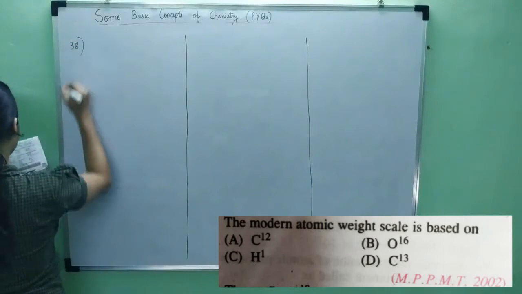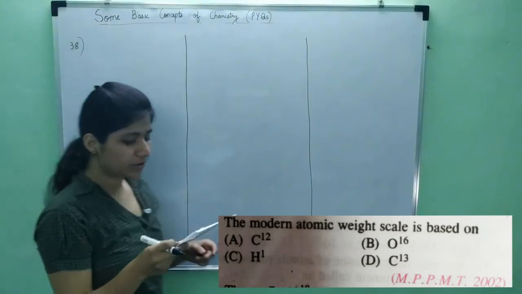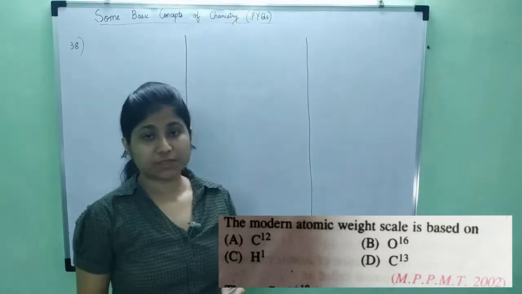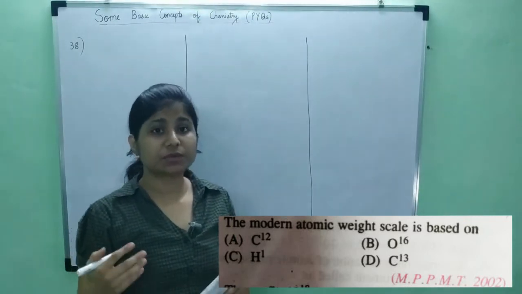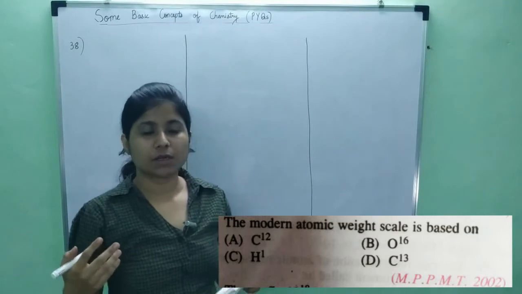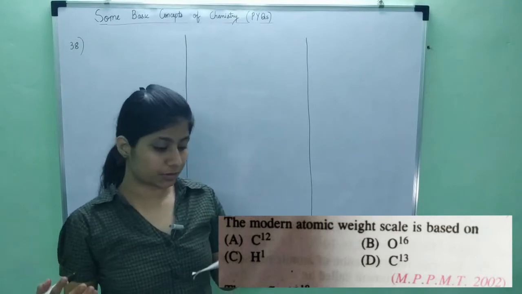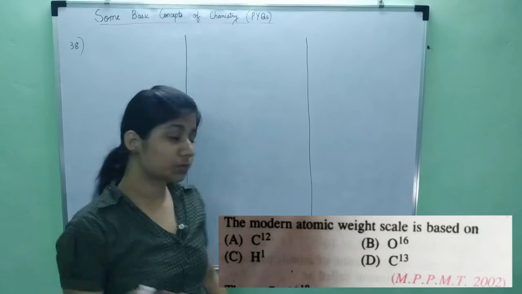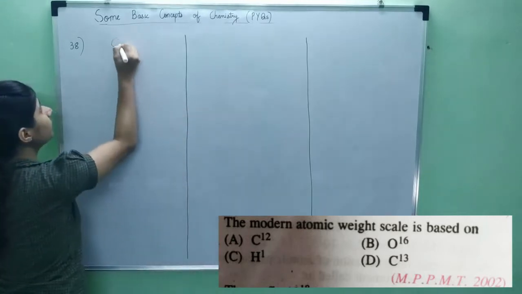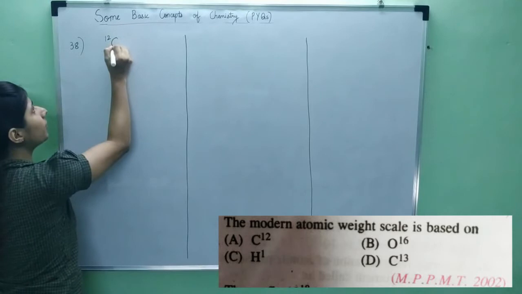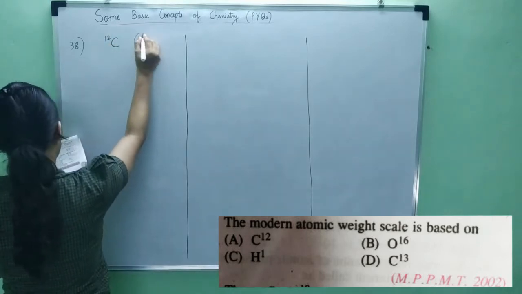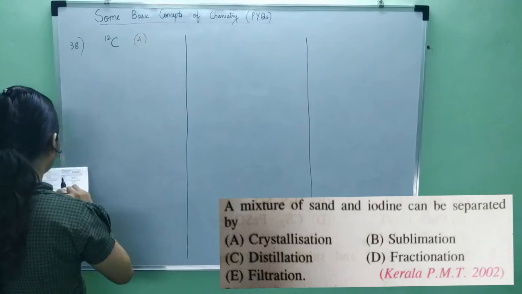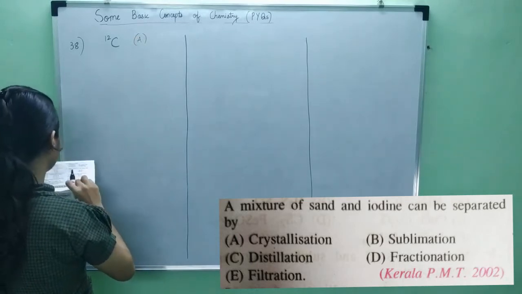The question is, the modern atomic scale is based on. See, initially I told you it was based on hydrogen, but with hydrogen we were not getting exact values. So what was the modern atomic weight scale based on? It was based on carbon 12. If you remember, 1/12 of the carbon 12 which we were discussing. So what is the right answer? It is E.